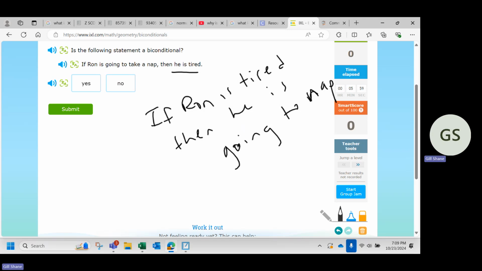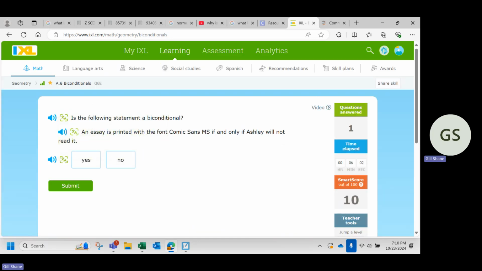So if Ron is tired, then he is going to nap. Well, that's not necessarily true. He might be at work and he can't nap. He might have something else he's doing and he just can't nap. So that's not true. So that means this is not, and some of these we weren't even sure about. They got kind of weird, but feel pretty comfortable with that one, right?